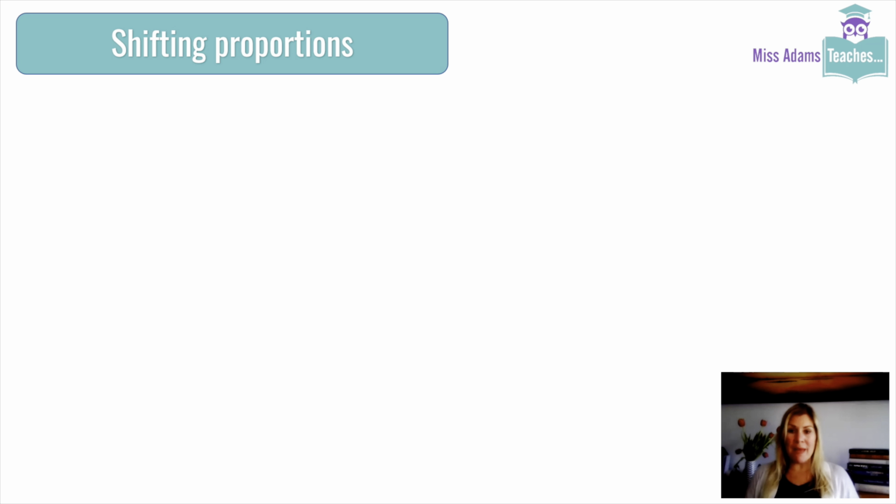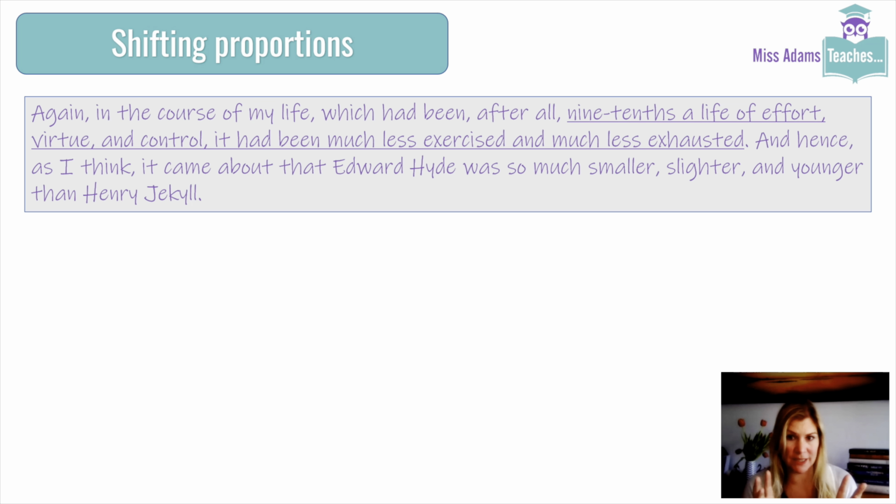Now, I mentioned when we were talking about setting this idea of fluidity, like how much of you was the good and how much of you was the bad, if we're considering duality. And that's important here because there is definitely a shift with Jekyll and Hyde. So when he's describing the early presentations of Hyde, how Hyde was at the beginning, he reasons it with, "because nine-tenths of his life had been of effort, virtue and control." So he's saying that in the balance, as Jekyll, the parts of him that are good are nine-tenths, and only one-tenth of him is evil.